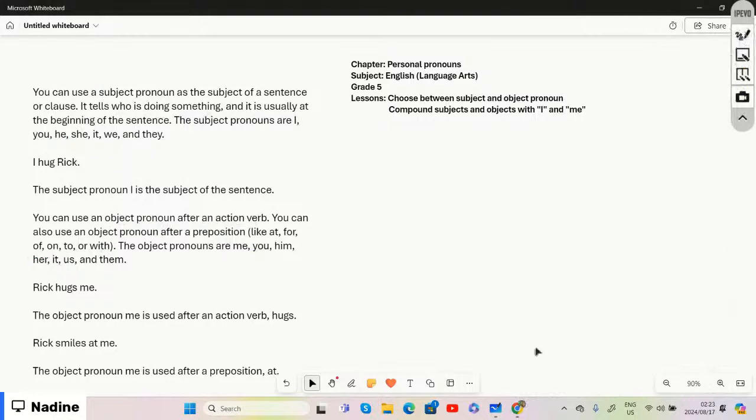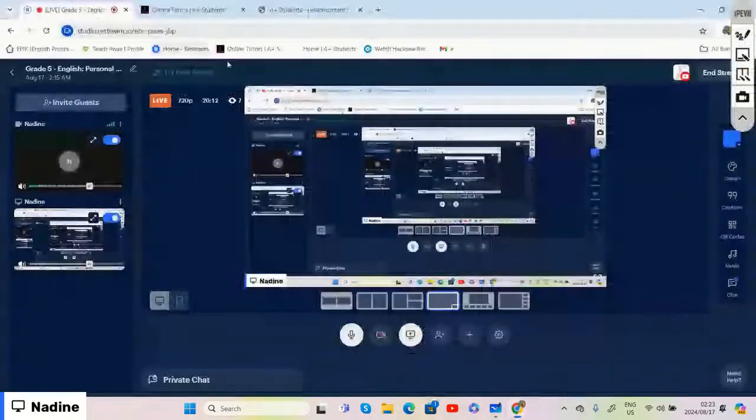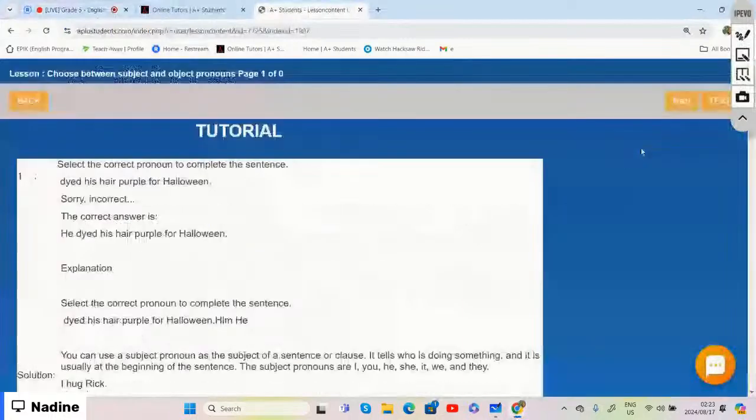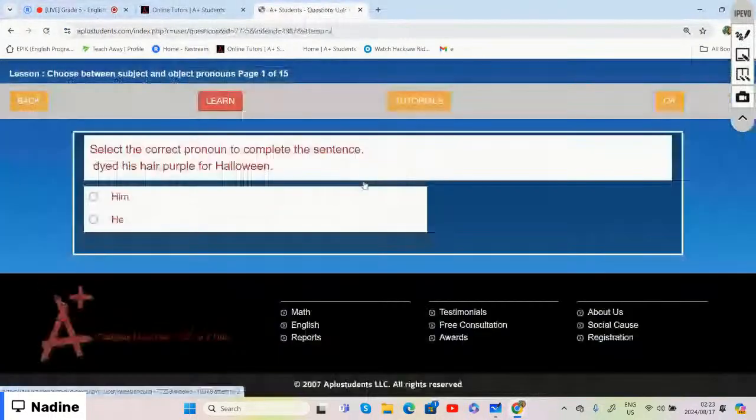On aplusstudents.ca, we need to select the correct pronoun to complete the sentence. Do we say him dyed his hair purple for Halloween, or do we say he dyed his hair purple for Halloween? What is the correct pronoun that we need to use?